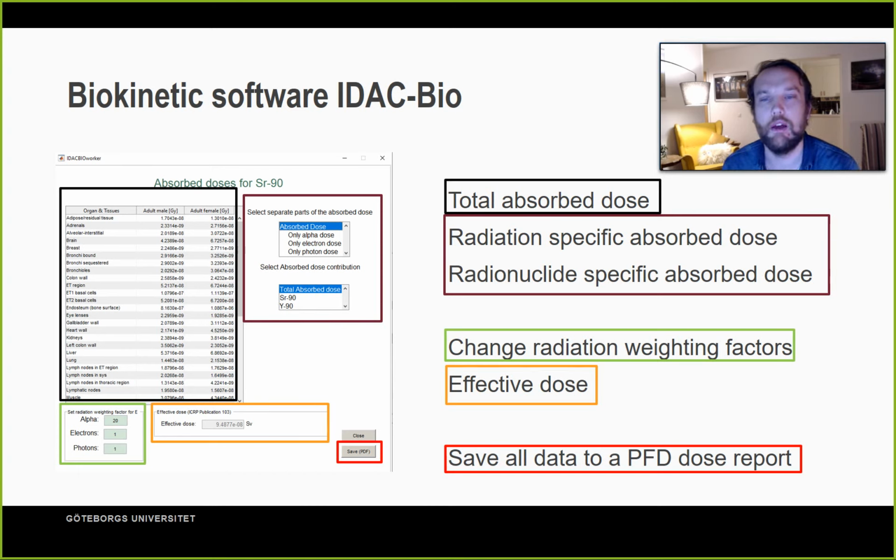In this case, it will first use a strontium-90 biokinetic model, and then it will use the yttrium-90 biokinetic model. If you want to calculate effective dose, you will have the effective dose as defined in ICRP 103. You could change the radiation and tissue weighting factors used for the effective dose if that's of interest. And you will possibly have the opportunity to take the absorbed doses and combine these with other types of risk factors or indicators of risk from the radiation. You can press save, and you will gather everything in a PDF, so you will have it in a more comprehensive way and can store all calculations.